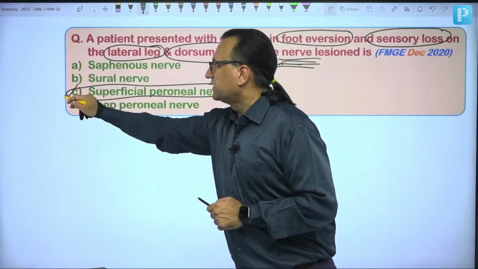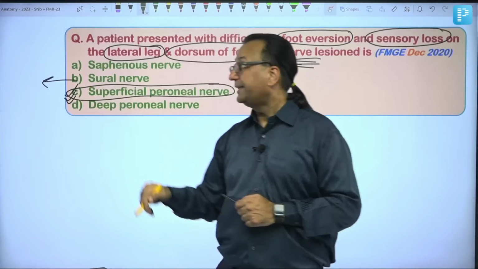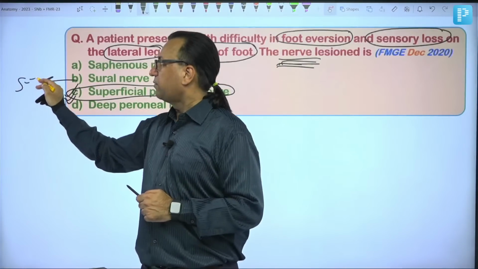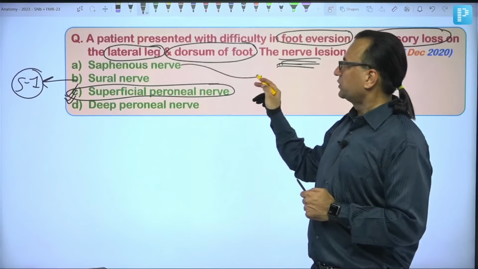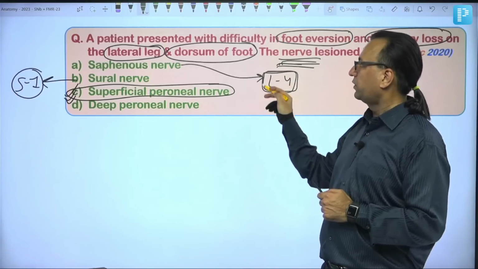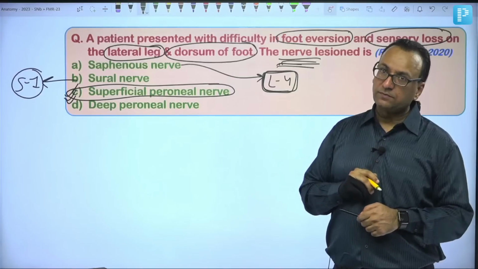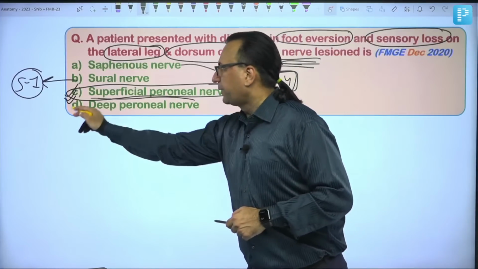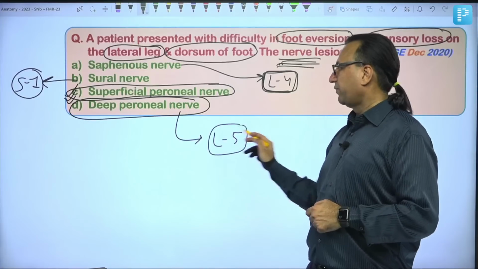Why? Where is the sural nerve supplying? The sural nerve is a branch of the posterior tibial nerve. It will supply the little toe and lateral margin of the foot. And what about saphenous? The saphenous nerve is a branch of the femoral nerve. It has L4 dermatome and it will supply the dorsum of the foot except the great toe. Why will it not supply the great toe? Great toe skin is supplied by the deep peroneal nerve, L5, but laterally.